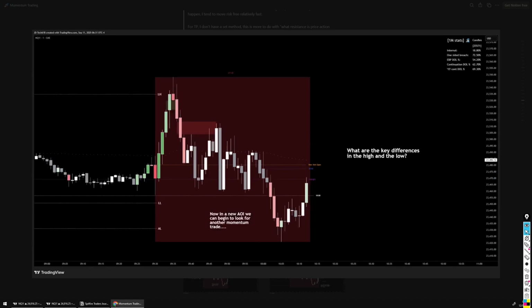We're gonna crack on. So now we're in a new AOI. We're determining value by the fact that we've just swept Asia lows and London lows. We're now in the bottom half of the New York range. This is an area of value in which we could probably look for longs. So now we're in a new AOI, we can begin to look for another momentum trade.